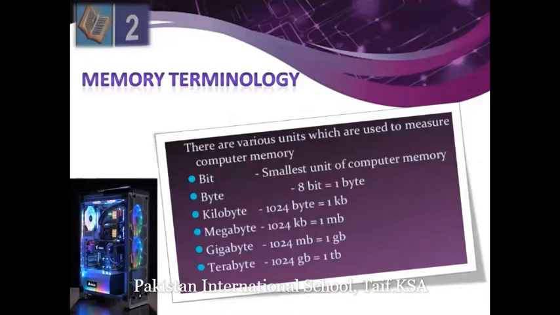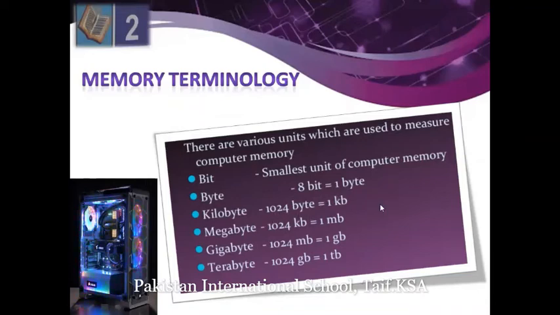So here there are various units which are used to measure computer memory. The bit is the smallest unit of computer memory. 8 bits are equal to 1 byte, and then we can make the kilobyte. 1024 bytes is equal to 1 kilobyte. A kilobyte consists of 1024 bytes, and it is represented by KB, K from kilo and B from byte. So 1 kilobyte has 1024 bytes.